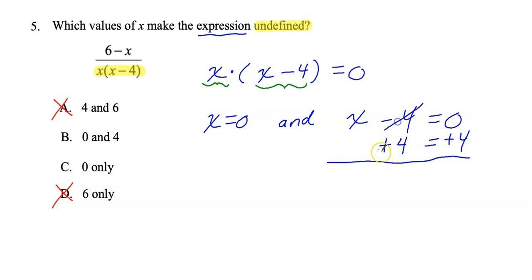This drops off to 0. Bring down your x. And 0 plus 4 is 4. So when x equals 4, the expression is undefined. And the 4 shows up here. So B has to be my answer. I can get rid of C. So in summary, when x equals 0 and x equals 4, the expression is undefined.